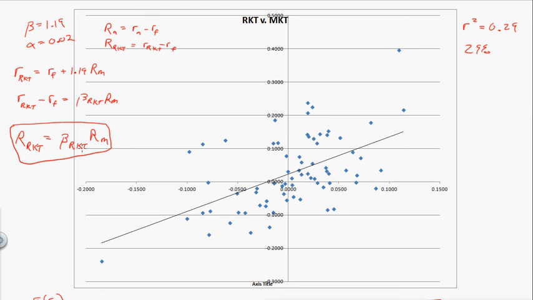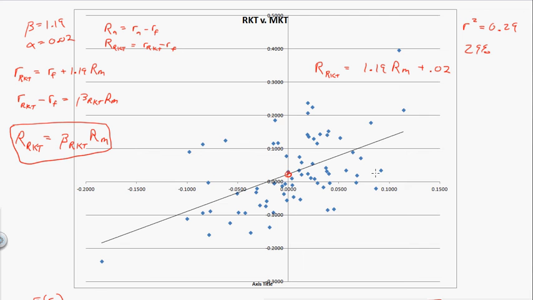The model also tells us that the beta, the slope of this line, is 1.19. Theoretically, the return should be 1.19 times the return on the market. But the intercept here is 0.02, so you got 2% above what you were supposed to get.